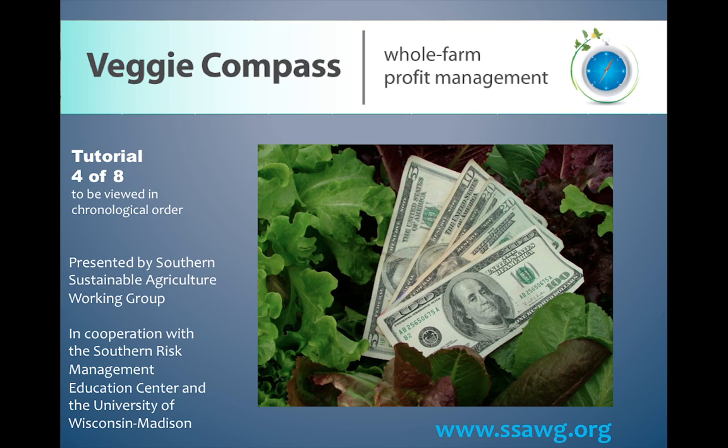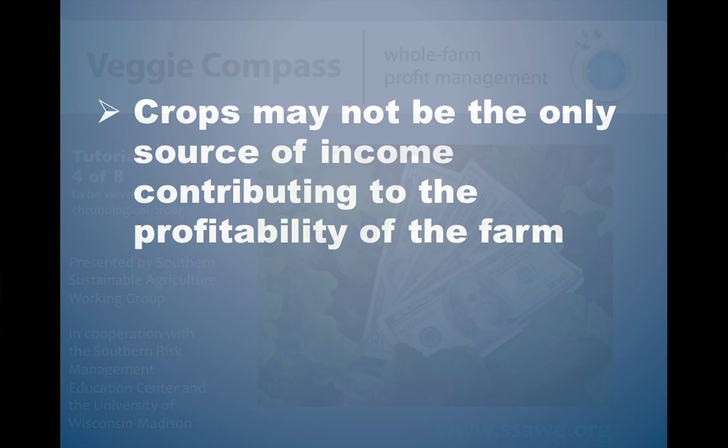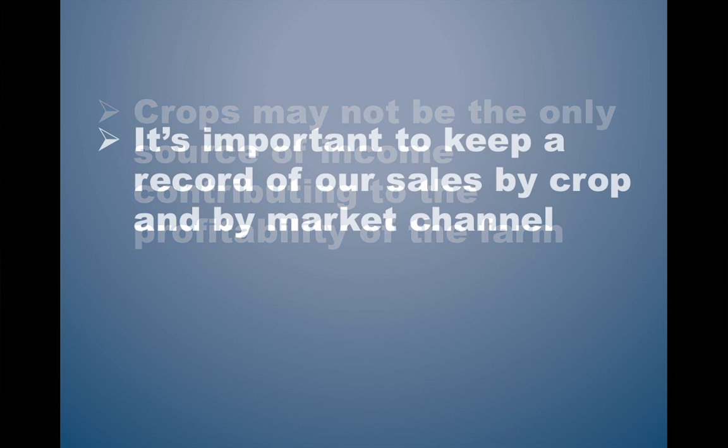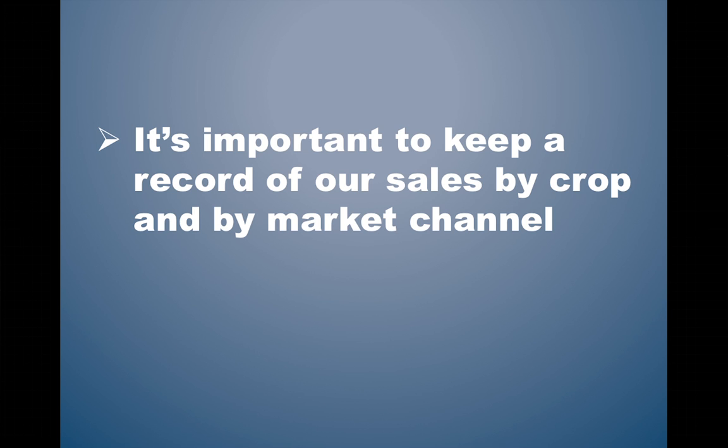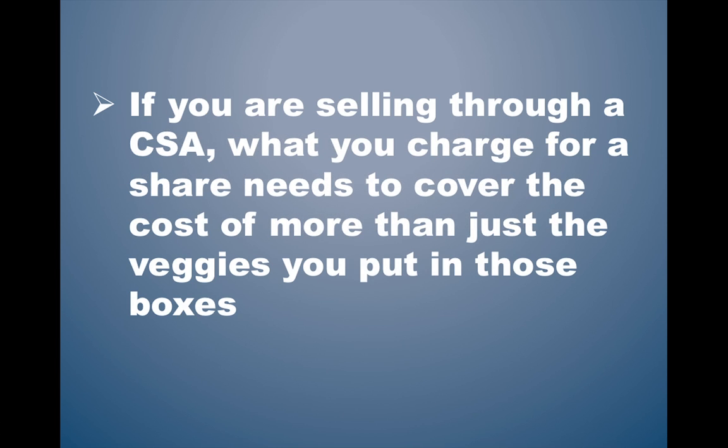There are 3 important concepts that we'll bring to light in this tutorial, and they are: 1. Crops may not be the only source of income contributing to your farm's profitability. 2. It's important to keep a record of farm sales by crop and by market channel. And 3, if you're selling through a CSA, what you charge for a share needs to cover the cost of more than just the vegetables you put in those boxes.